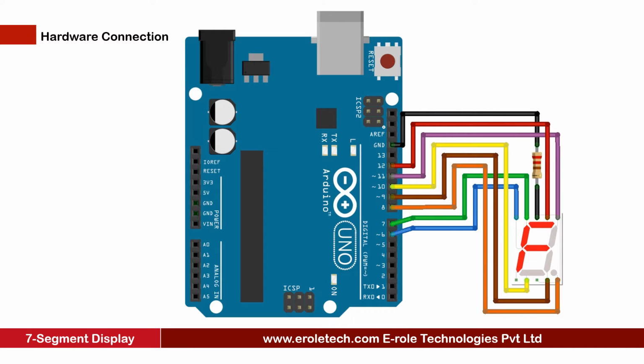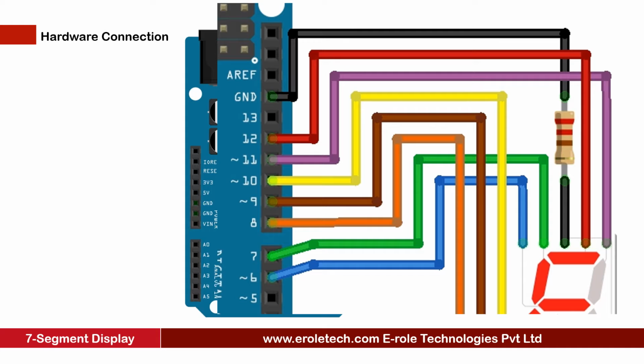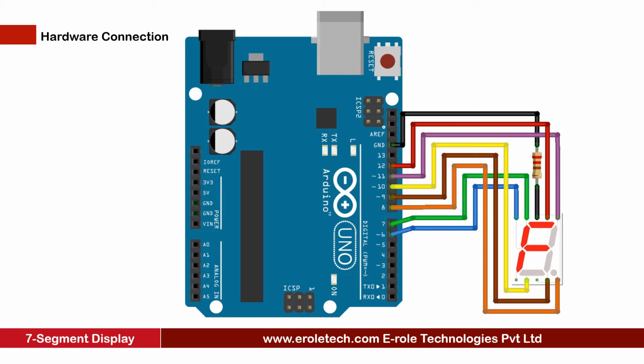Here is the connection diagram of this project. We have connected a black wire with the ground pin of 7-segment display through a 1 kilo ohm resistor. 7 other pins of 7-segment display are connected with the pin 6, 7, 8, 9, 10, 11, and 12 of Arduino.